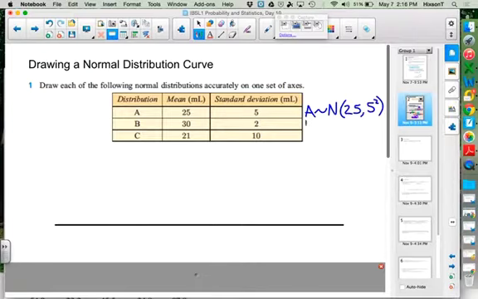Our second one, we would say B is distributed normally with a mean of 30 and a standard deviation of 4, or 2 squared. And then lastly, C is distributed normally with a mean of 21 and a variance of 10 squared.